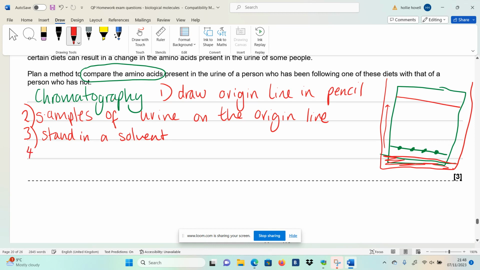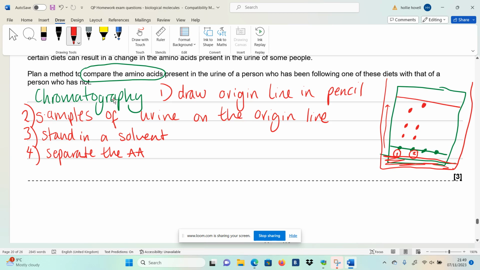And then what will happen is that you will separate the amino acids. So probably what will happen is if this is person number one, then they might contain a few different amino acids, which might separate into blobs like that. This might be person number two, and it might separate into blobs. Maybe one in line with that, one in line with that, and the third one might go further. Okay, so it's going to separate out into different spots.